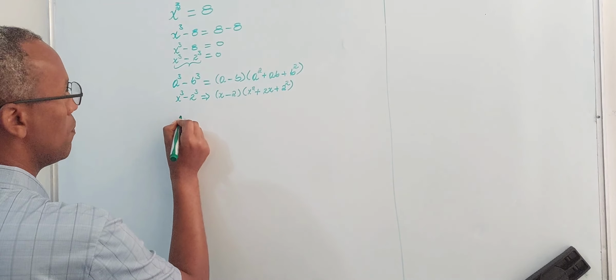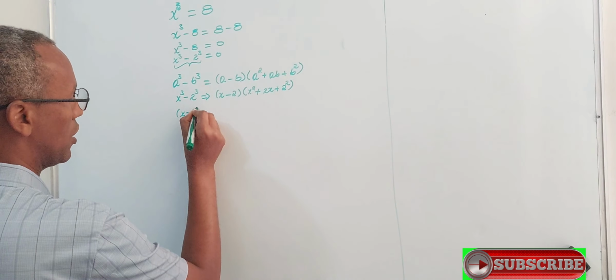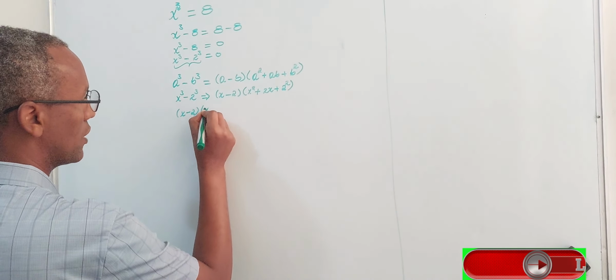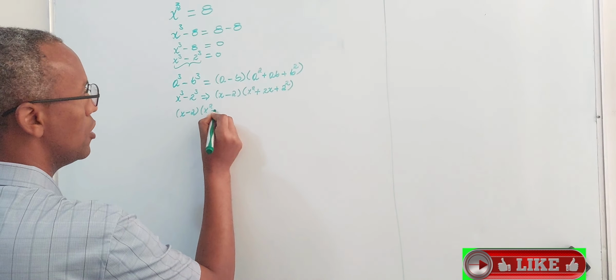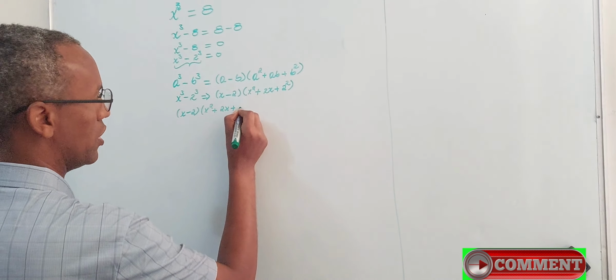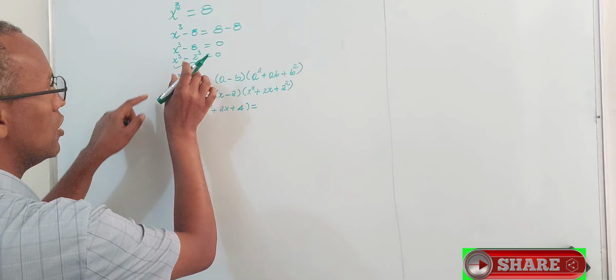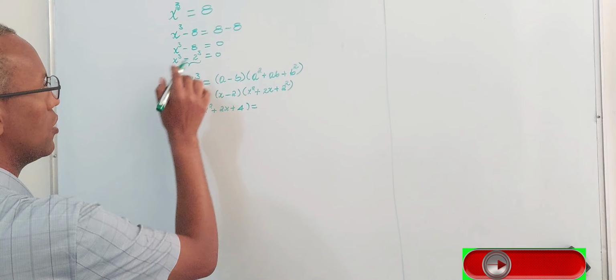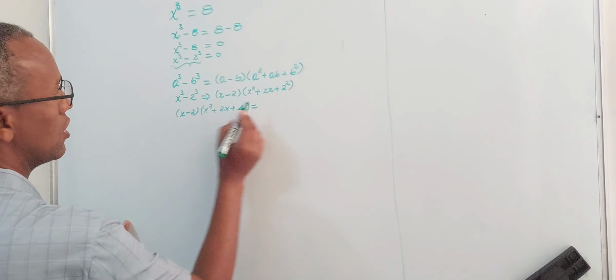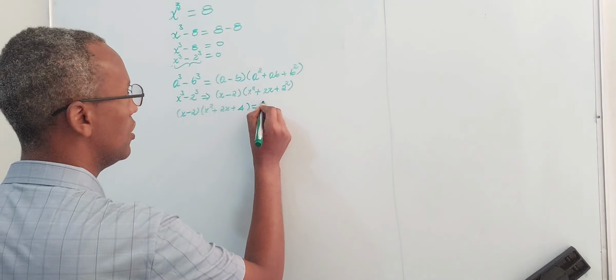So meaning that (x minus 2), open the bracket, close the bracket, open the bracket, x squared plus 2x plus 4 is equal to 0. You can just plug this in over here because this is equal to this, right? So it is equal to 0. It's supposed to be 0.